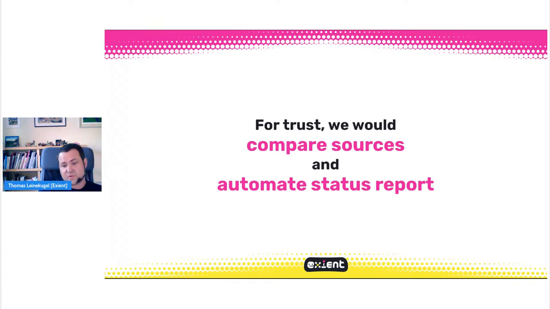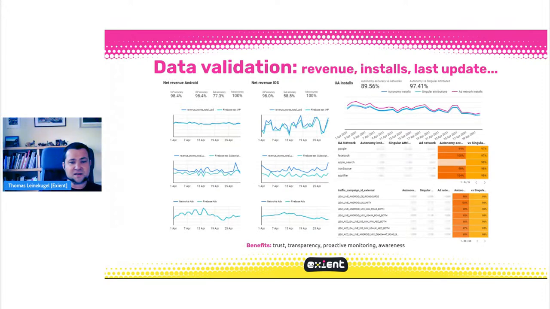For trust, the first thing was to compare sources and automate reports. Here we have dashboards that are comparing everything. A couple of examples. If you're looking at the revenue, we are looking at what we get from the clients and what we're getting from the different sources, could be the ad networks or the store or anything. And then we compare. Is it making sense? On ads, we're precise almost to the cent. On the IAPs, we have a 1.5% error margin. And we know that, for example, on Android, we underestimate our revenue on subscription by about 25%.